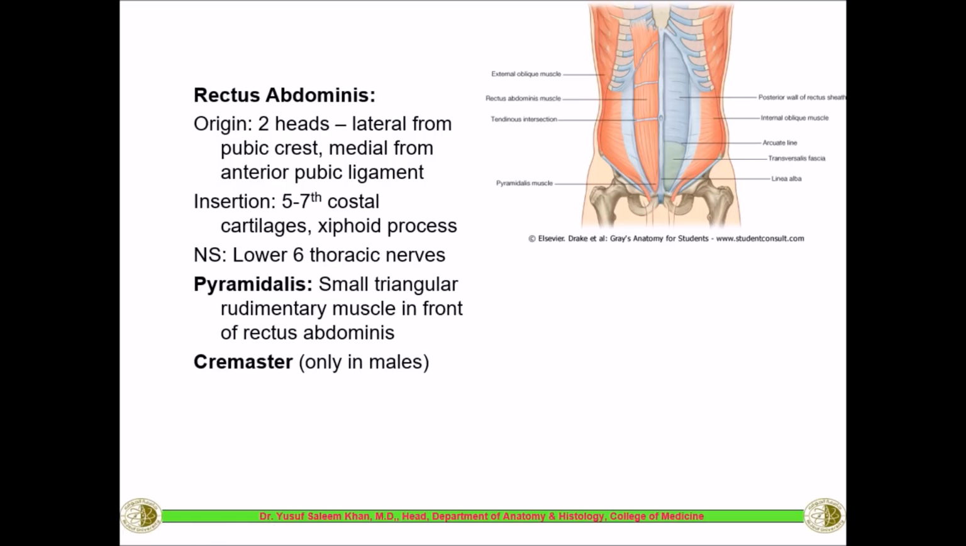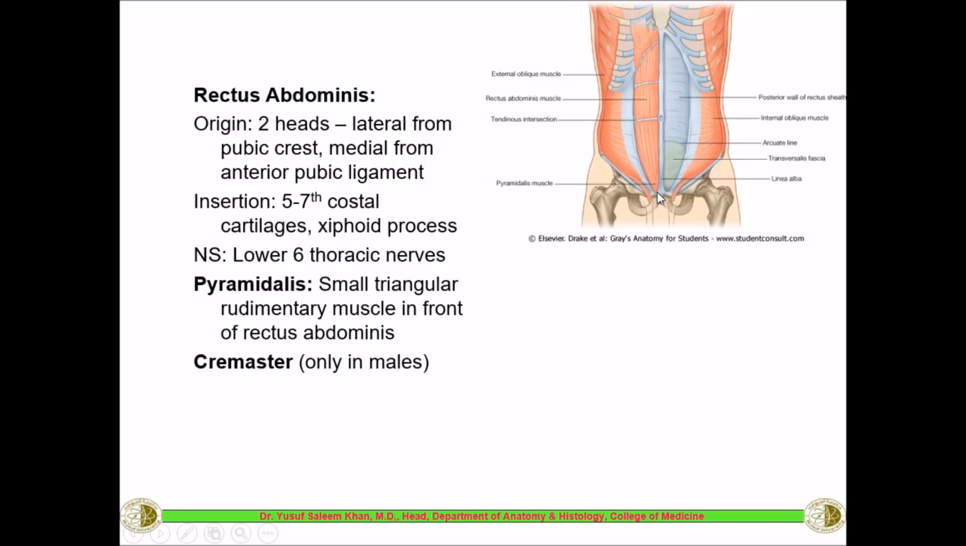This muscle is very typical: usually muscles take origin from the upper part and get inserted below, but this muscle takes origin from below because the mobile part is the ribs. This is fixed, so it takes origin from two heads: lateral from the pubic crest and medial from the anterior pubic ligament, as well as the tubercle. It begins as two heads, then they join together and run upwards and get inserted to the 5th to 7th costal cartilages, as well as partly into the xiphoid process also.